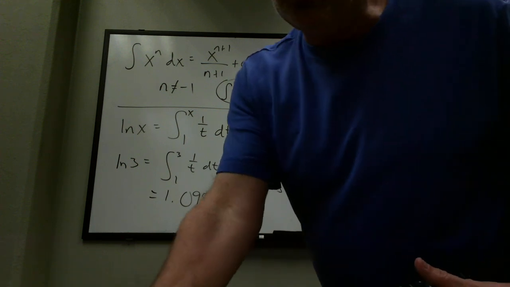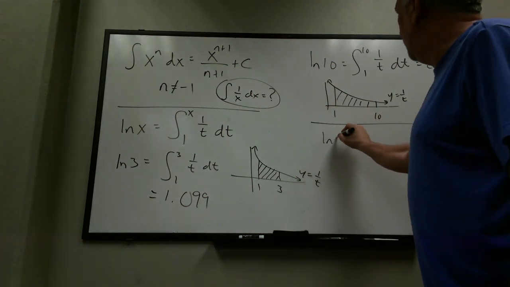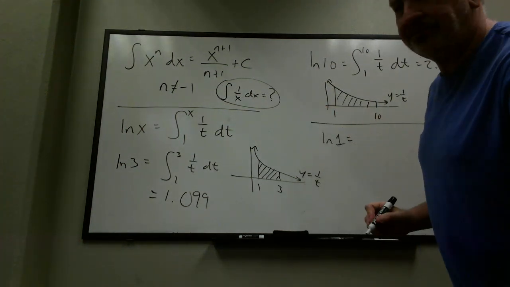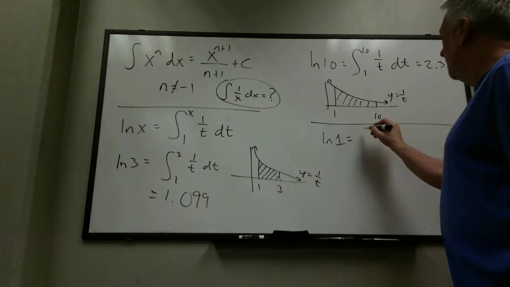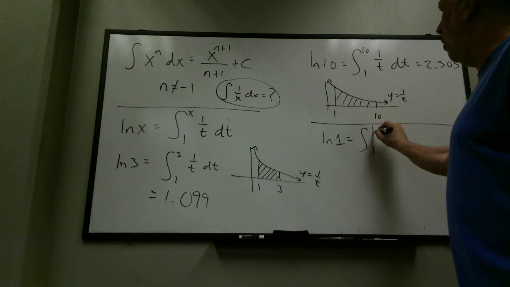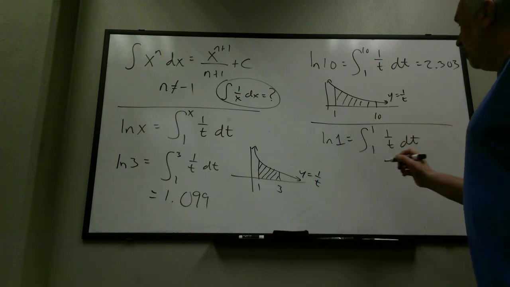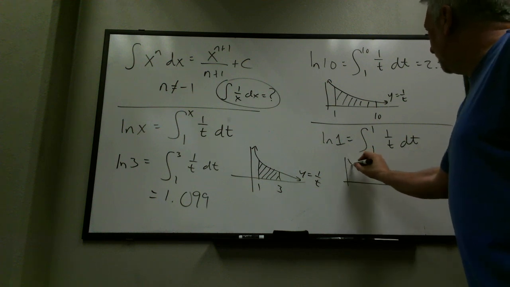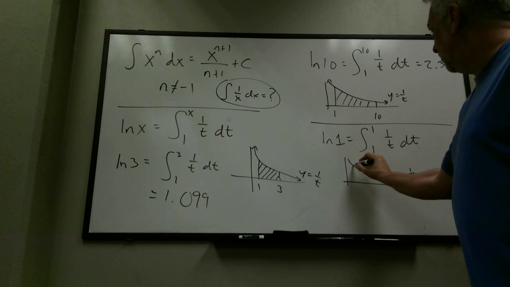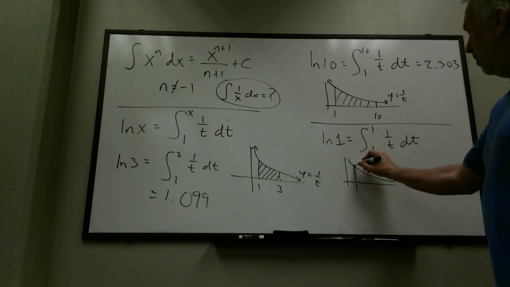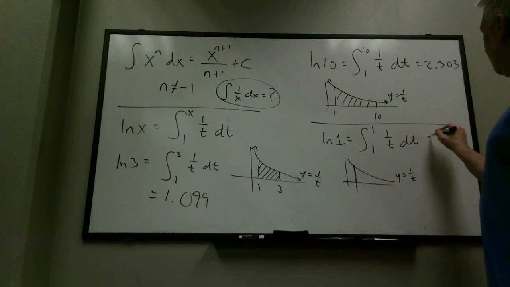Okay, C says do natural log of 1. Let's do the exact same thing. Again, the definition of natural log of 1 is the integral from 1 to 1 of 1 over t dt. And you already know what the answer is, but again, pictorially, if we take the curve 1 over t, here's 1. Well, we're integrating from 1 to 1. The area under that curve, there's no width at all, so the area is 0.